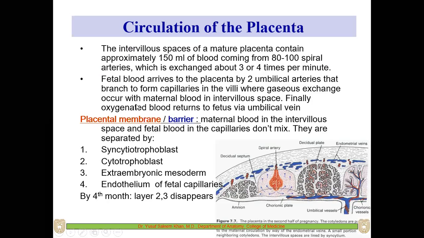Okay, coming to the placental... Doctor, sorry, but your voice is not totally clear. There is a noise. Yeah, like someone moved something. Okay, let me put the microphone.